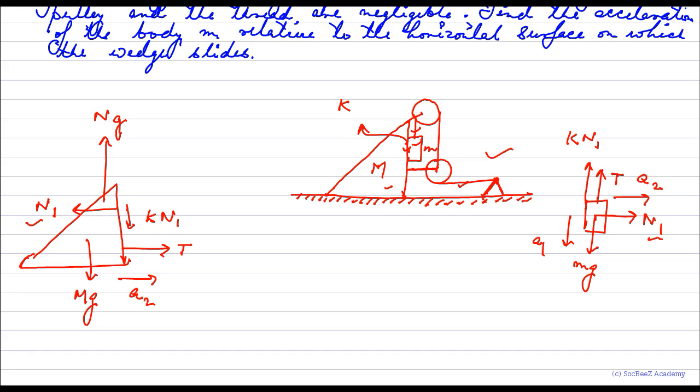So I have been asked to find the acceleration of the body m relative to the horizontal surface on which the wedge slides. Basically, I need to find the acceleration of the body m with respect to an inertial frame of reference. So the net acceleration is going to be root over a1 square plus a2 square.